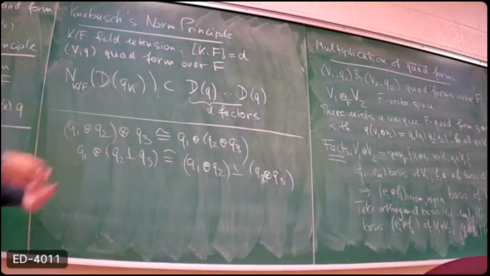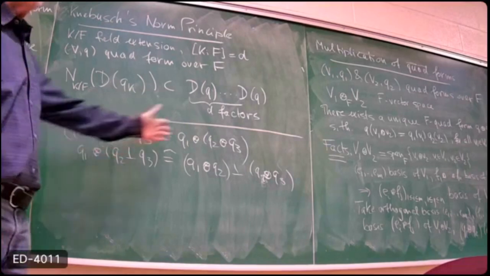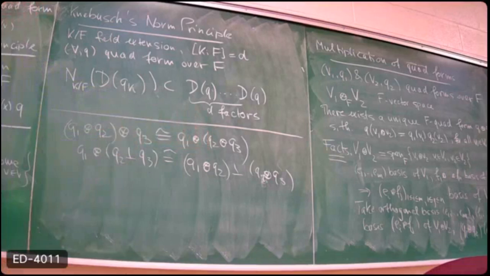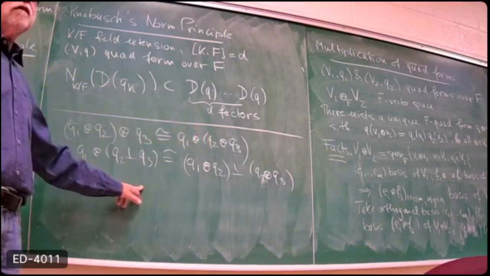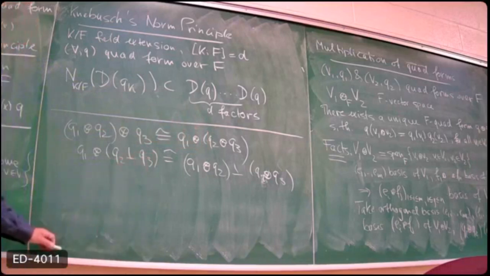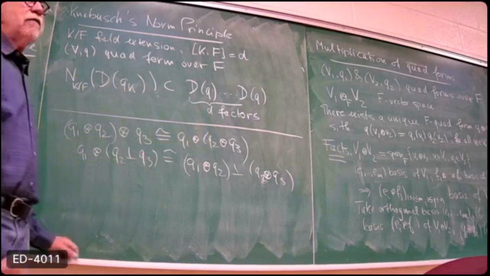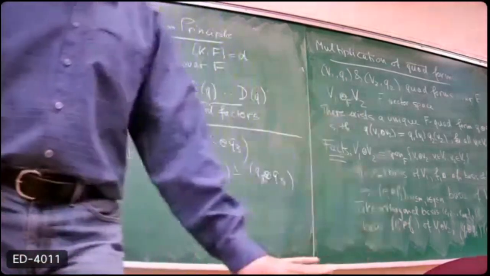There are some more formulas, and this looks like associativity in a ring, and this looks like distributivity in a ring if you interpret orthogonal sum as a sum, and then this leads quite naturally to the Witt ring, and I'll talk about this next time.